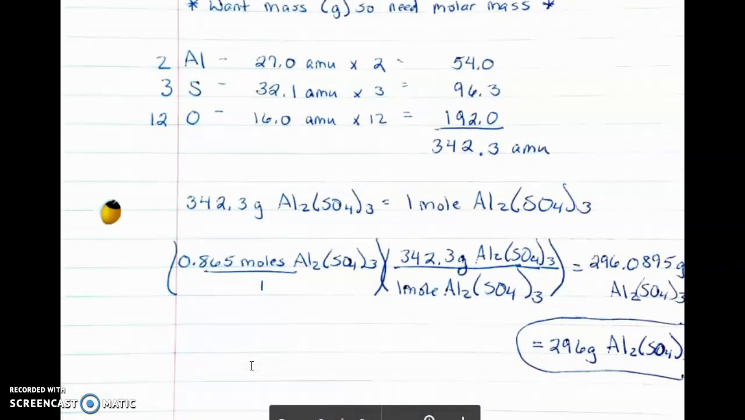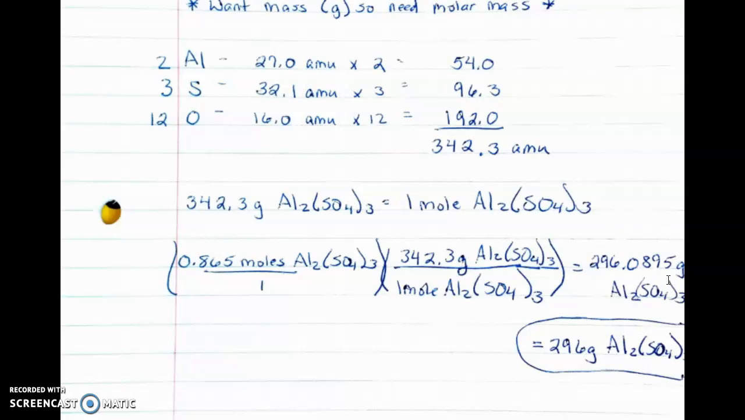And now we can go back, and we know that we have only 0.865 moles of aluminum sulfate, and in 1 mole I have 342.3 grams of aluminum sulfate. So we multiply our sample by 342.3. This allows us to cancel out our moles of aluminum sulfate, and the resulting answer is 296.0895 grams of aluminum sulfate.